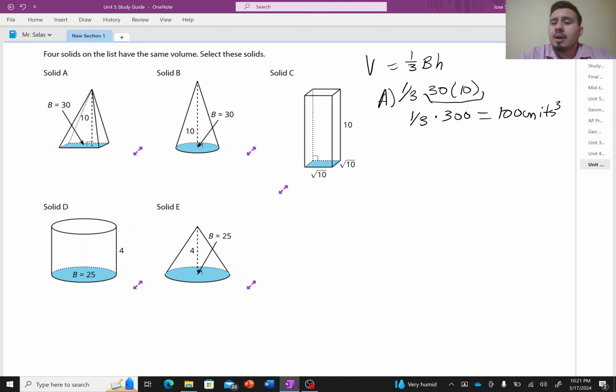cubed. Okay, don't forget about the units. If you miss out on the units on your test, you will not get points for that problem. Again, remember the units. Volume is cubic units, or units to the power of 3.